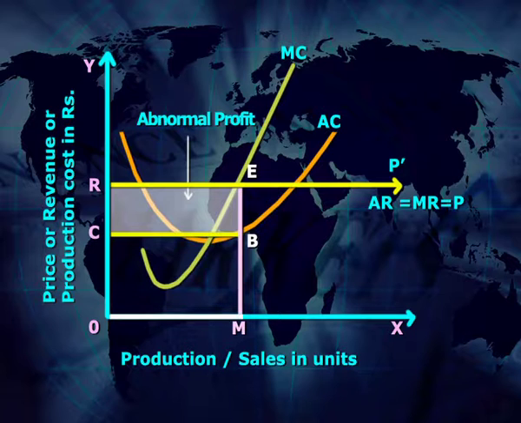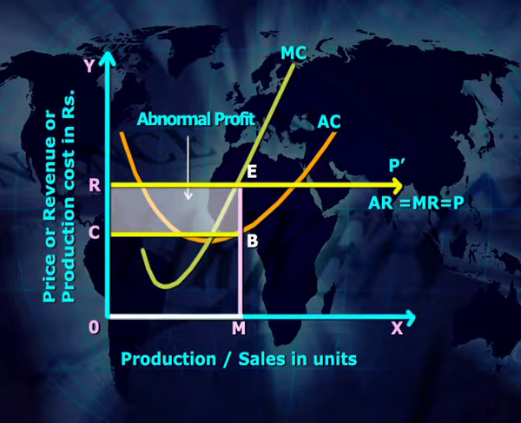At OM equilibrium production of the firm in this diagram, average revenue of the firm is EM and average cost of the firm is BM. Therefore, average revenue is more than average cost, and therefore, the firm is in an abnormal profit position, and the abnormal profit is average revenue EM minus average cost BM, which is equal to EB.